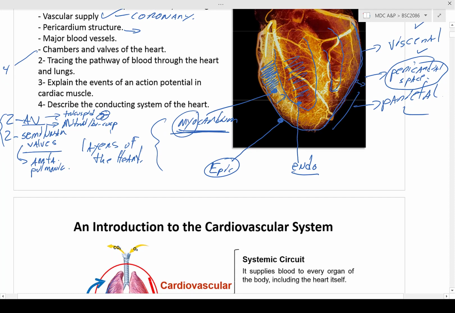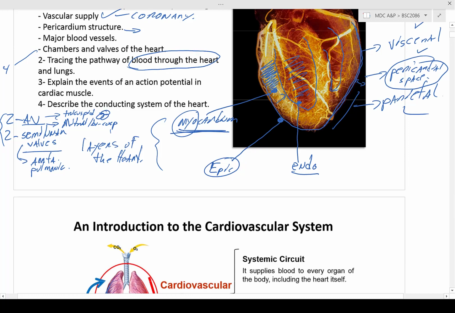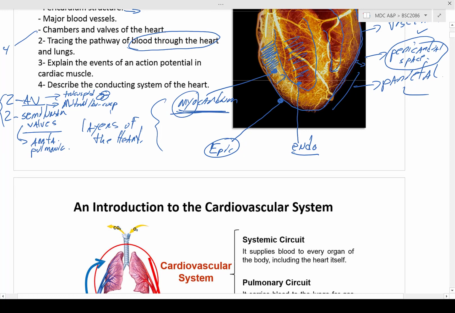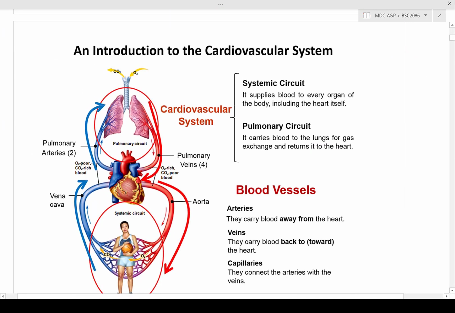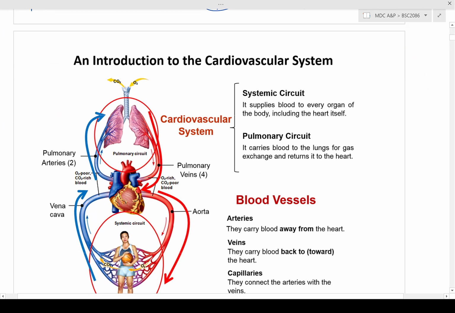So we're also going to talk about the blood through the heart. What goes first, what goes second? We're going to do that now. We're going to talk about the action potentials in the cardiac muscle, and we're going to describe the conduction system of the heart. It means your pacemakers, right? The SA node, the AV node. So let's go into them. That was just the plain introduction, guys. Okay. So here's what we need to know.